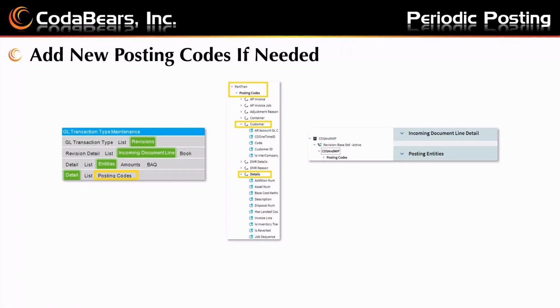You can notice that Epicor provides many of these fields out of the box, but additional fields can also be added. Posting codes are grouped as shown here by the document line, part tran, and then by the entity, the customer, or details shown here. You'll see these as different tabs in older Epicor versions or as different cards in the Kinetic versions.